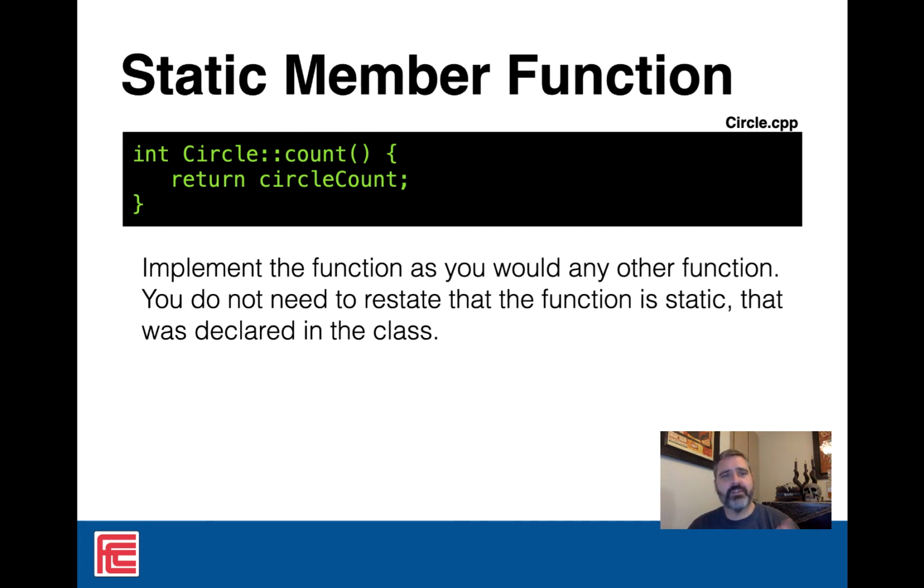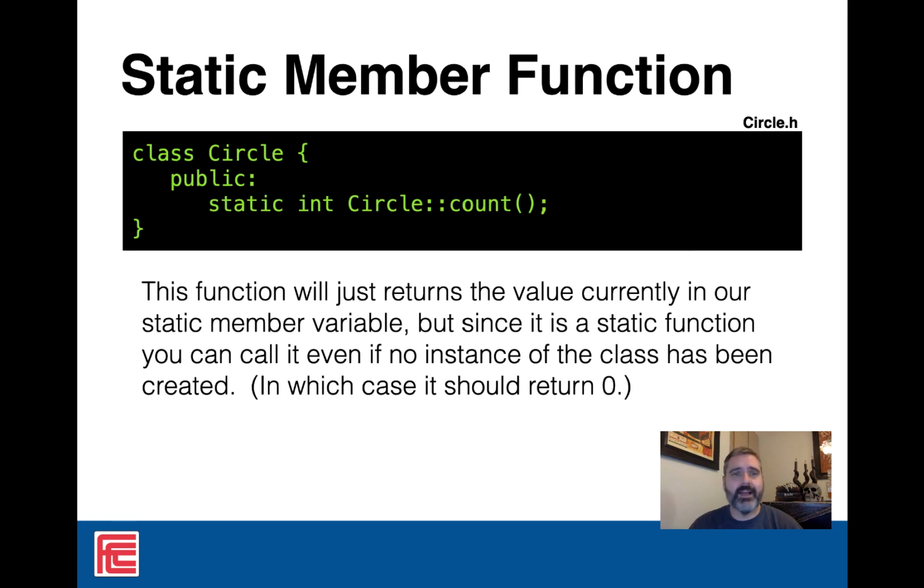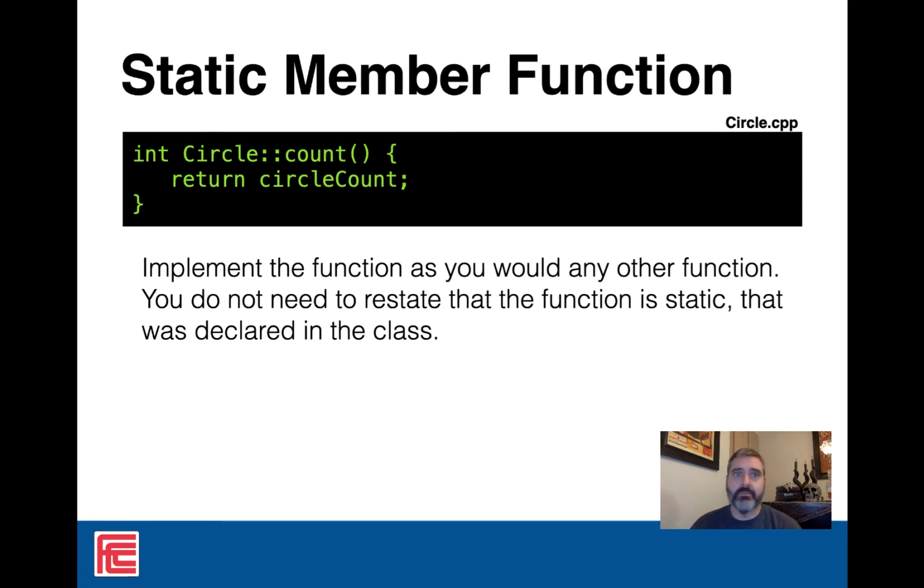So in that implementation file, notice here I had to say static in the declaration. I don't have to say static in the implementation. In fact, you can't. I think it throws an error. Here I'm just defining what that function is. I have to say that it's a member of the Circle class, but the declaration will tell the compiler, hey, this is going to be associated with the class rather than an instance of the class.